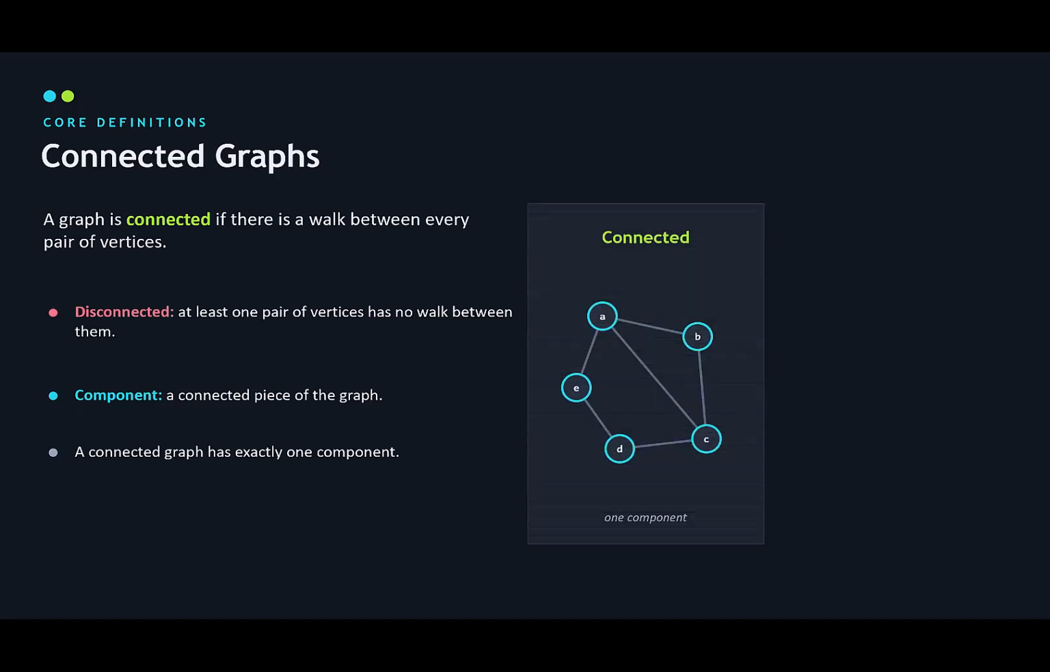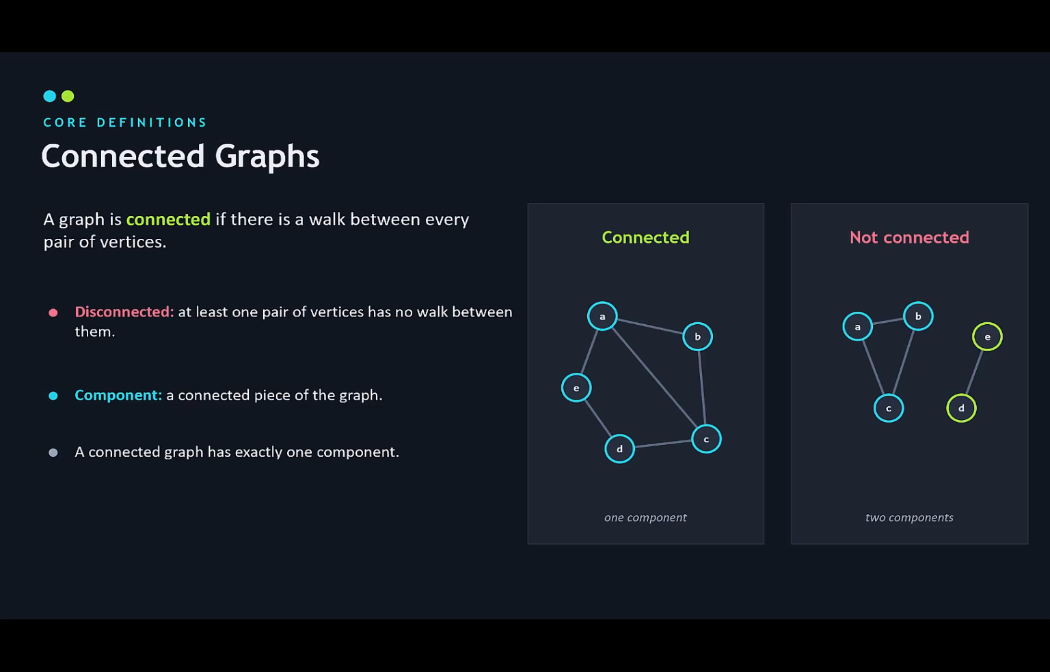For example, this graph with vertices A, B, C, D, and E has one component and is connected. Let's compare that to a disconnected graph. This graph has a component containing A, B, and C, then it has a second component with D and E. Because the two components are not connected, we would say this graph is disconnected.